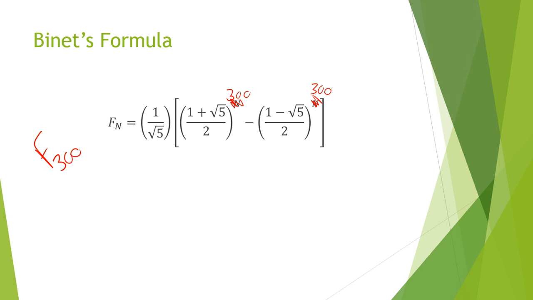All you have to do is just plug in 300 and you're good, and you'll get the 300th Fibonacci number. If you want to get the 200th, you just plug in 200 for n, so on and so forth. But this is a nice formula to find any of the Fibonacci numbers.